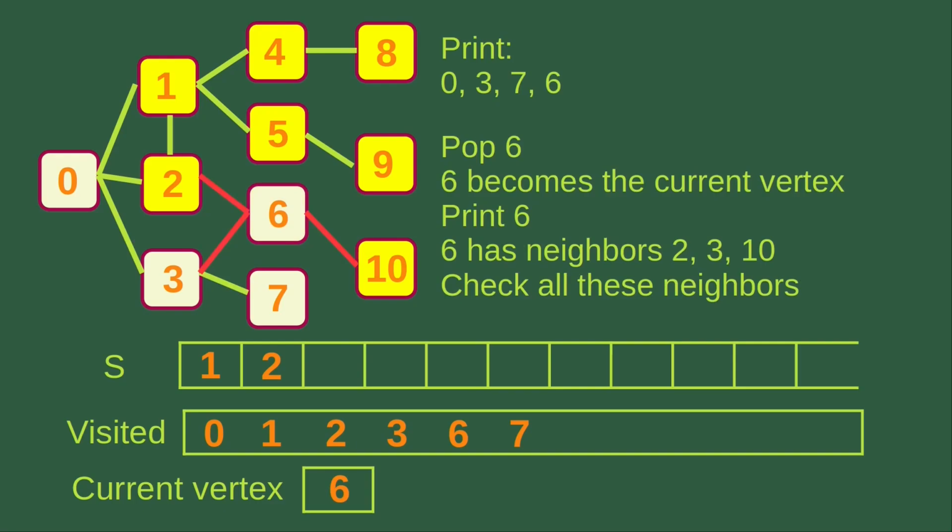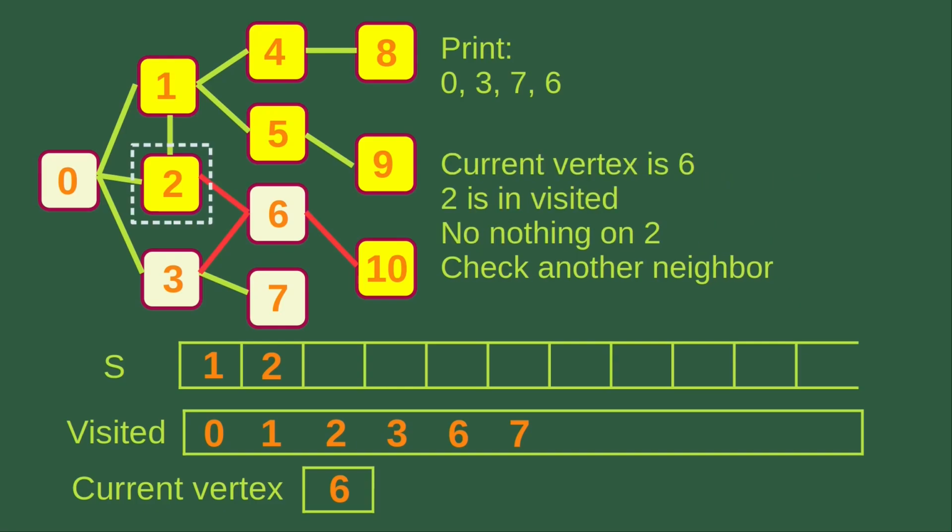The next step is to pop the stack so that I can have number 6 coming out. Number 6 becomes the current vertex. At the same time, I want to print out number 6 as the next node to traverse. And we can see that 6 has 3 neighbors, which are 2, 3, and 10. And we are going to check all these neighbors.